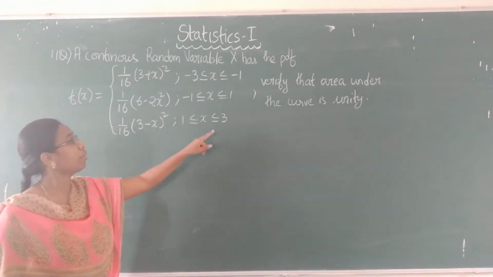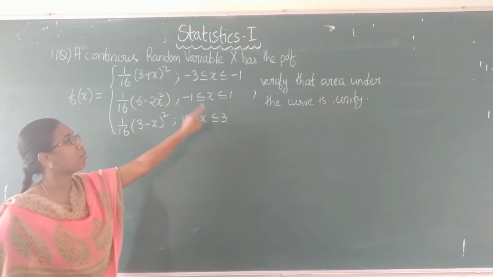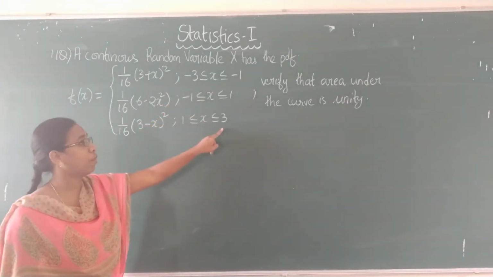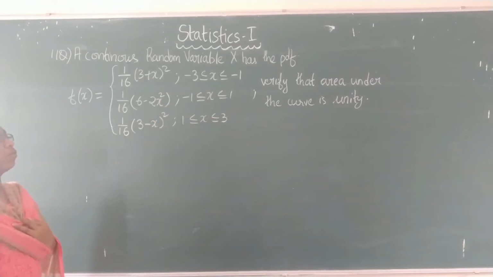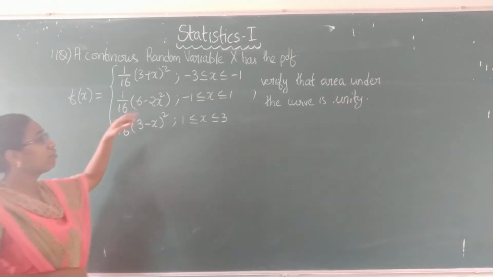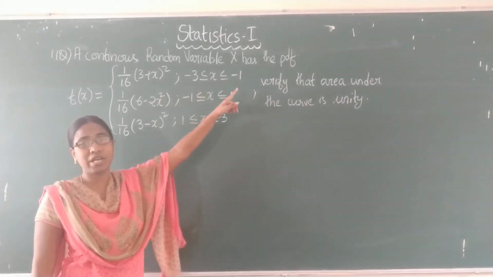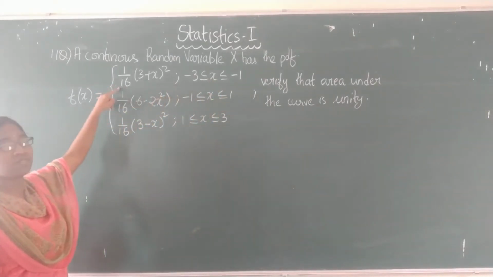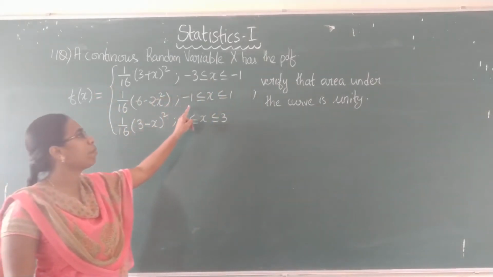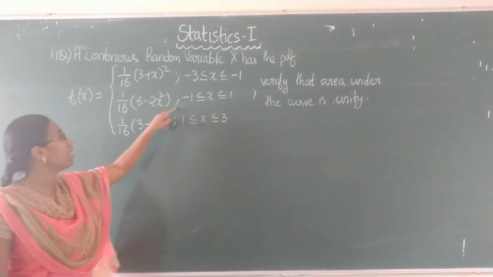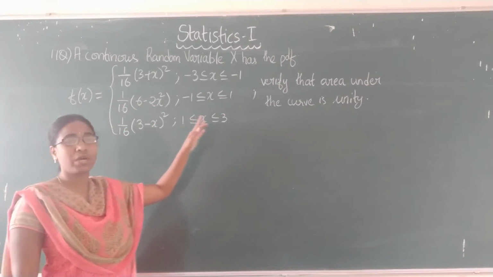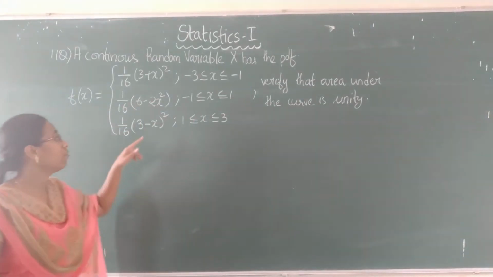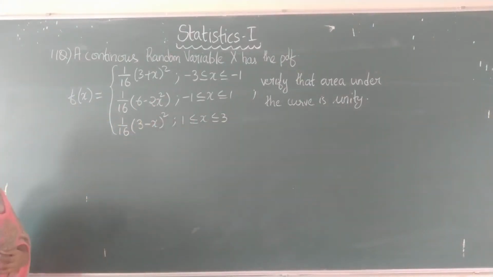So what does it mean? The overall limits are from -3 to +3. So if x lies between -3 and -1, you will consider this function. If x lies between -1 and +1, we will consider this second function. Suppose if x lies between +1 and +3, then we will consider the third function. So this is the question.